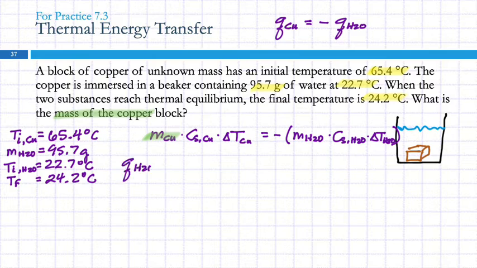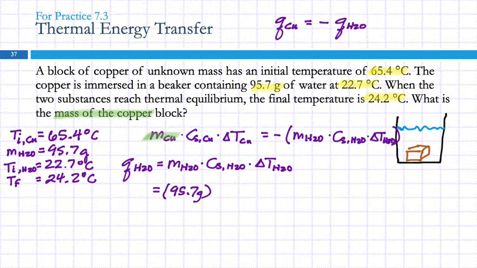So Q for the water is equal to M for the water times the specific heat capacity for the water times the change in temperature for the water. Well, we know what the mass of the water is, right? 95.7 grams. Specific heat capacity, I have to look that up. I remember this one, 4.18. It's 4.18 joules per gram degrees Celsius.